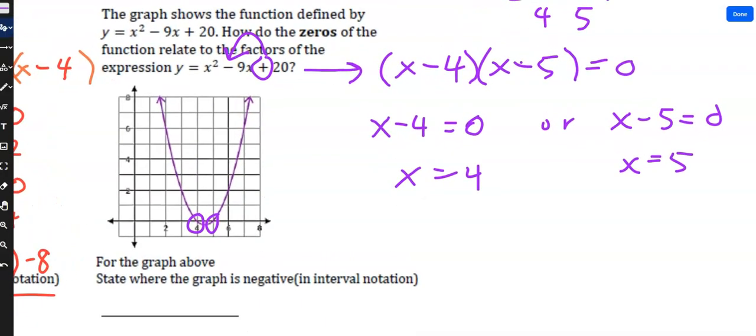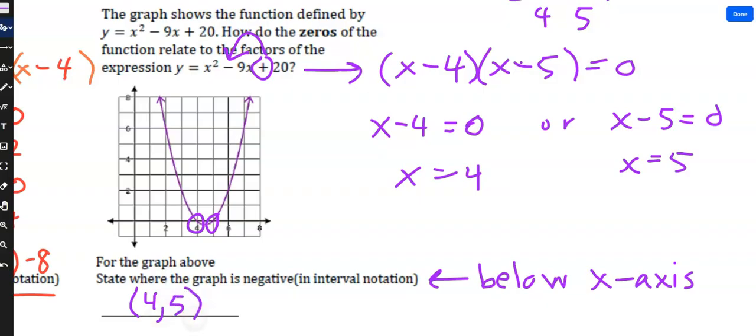And where is the graph negative? Different question. Now we're talking negative. That means below the x-axis. That would be parenthesis 4, comma 5. Now, why not brackets? Because at 4 and 5, it is not negative, it is 0. So, no brackets. Brackets would cause you to lose points on this question.